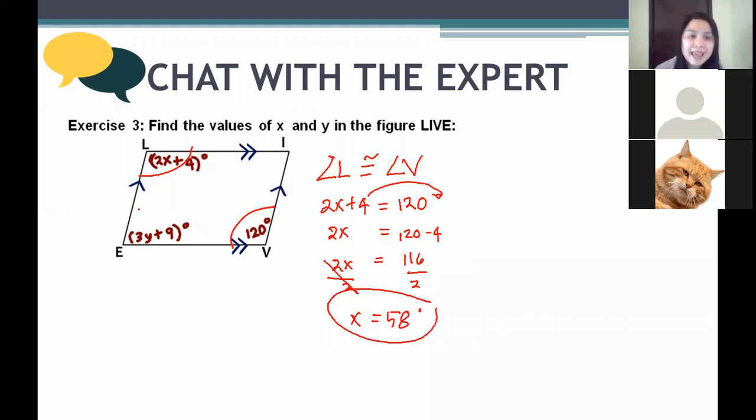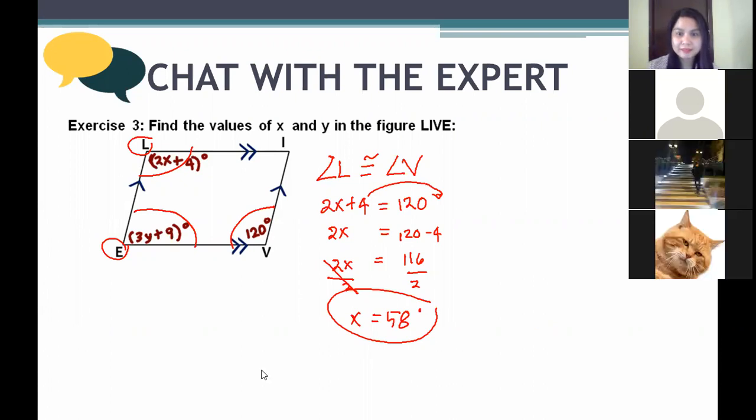Now, how about L and E? What's the relationship between angles L and E? Are they consecutive or opposite? May I hear from Tatiana? L and E. Very good. They are consecutive. Okay, so if they are consecutive, are they supplementary or congruent? Supplementary. Very good. They are supplementary.